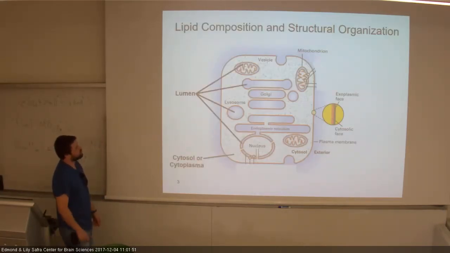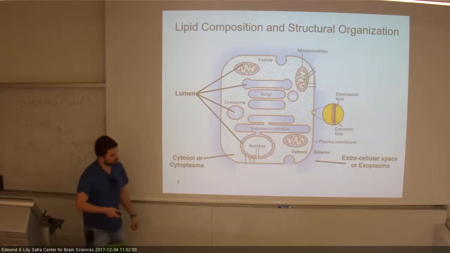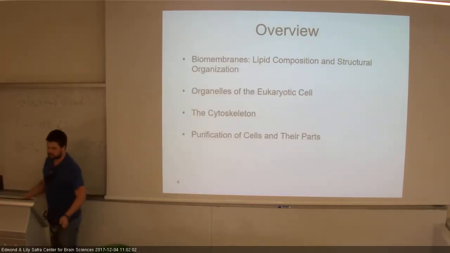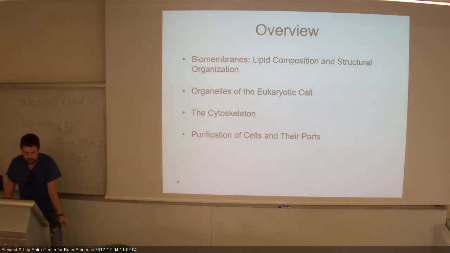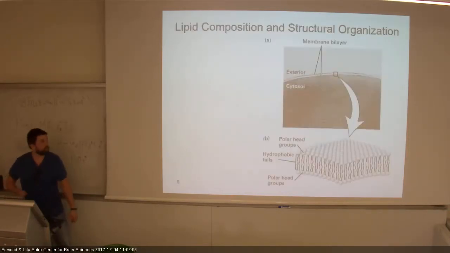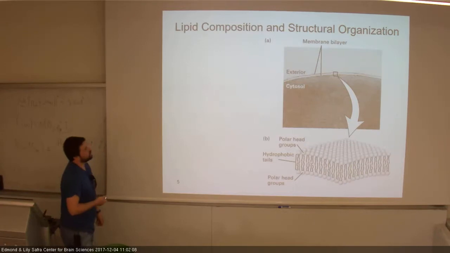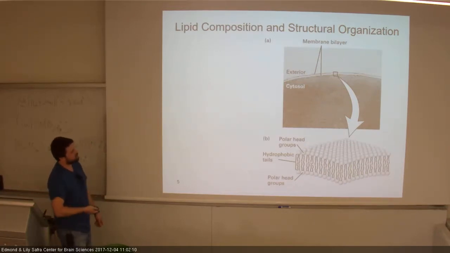We talked about different terms like cytosol, cytoplasm, what is lumen, extracellular space or exoplasma in regard to the cell. The cell is divided into organelles. We went over the lipid structural organization.